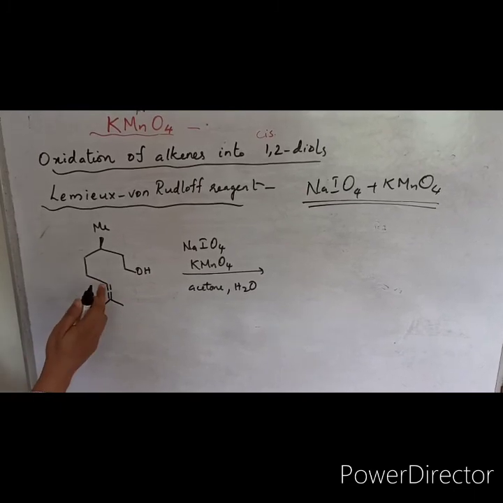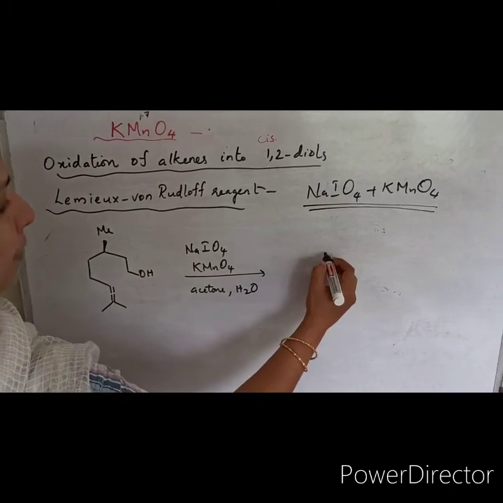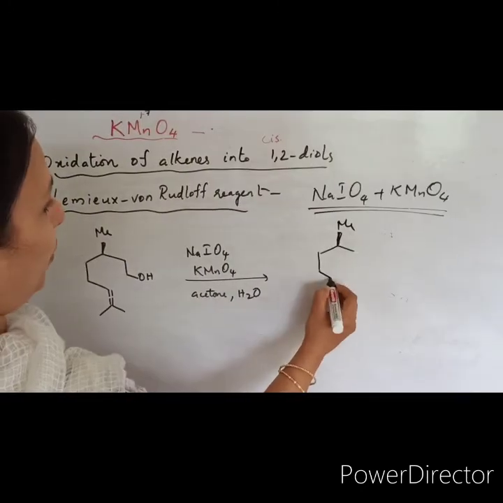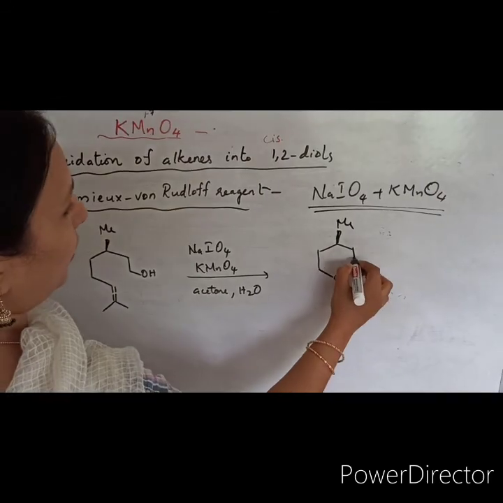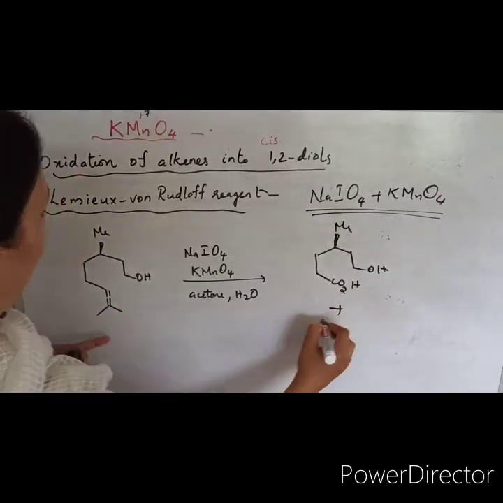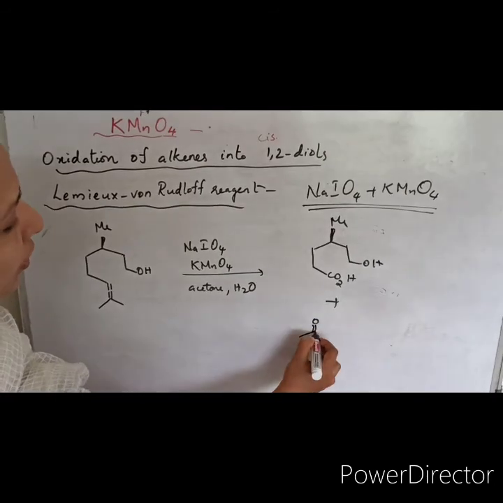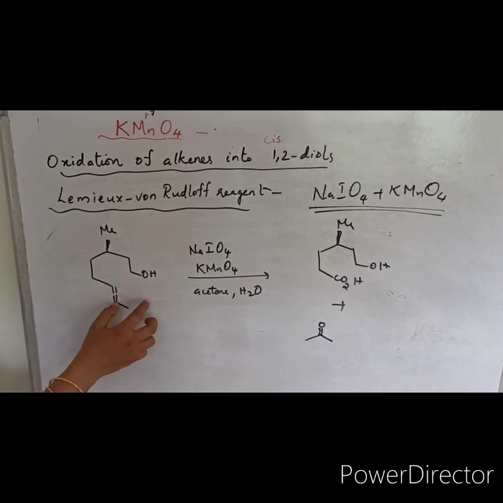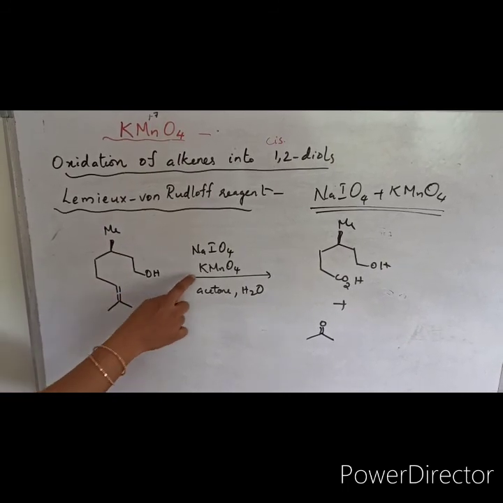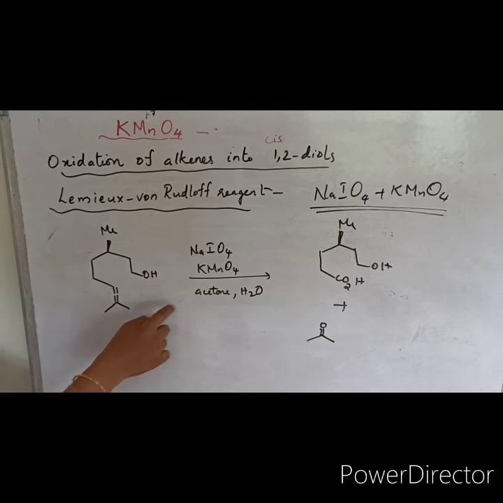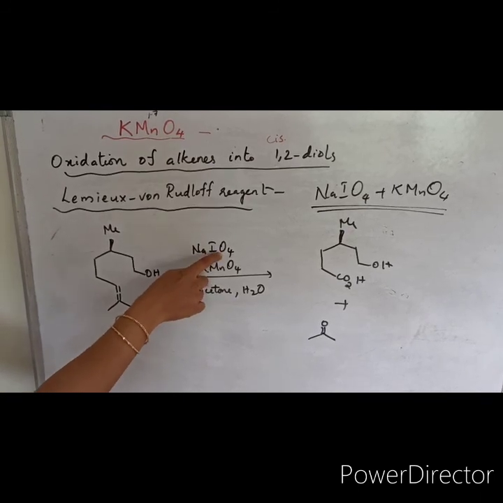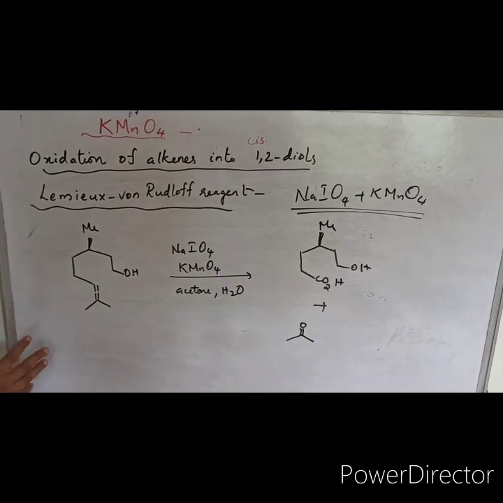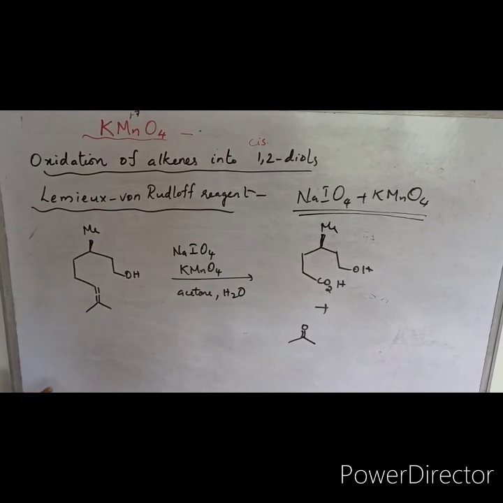So this will be one carbon, like ozonolysis. The end carbon will be oxidized to CO2H without affecting the OH group. The other one will be oxidized to a ketone, like ozonolysis. So that is the importance of the Lemieux reagent. You have to remember this one. With alkenes, if you are seeing KMnO4 along with sodium periodate, you should not write 1,2-diol. So this is the role of the Lemieux reagent, oxidative cleavage of the double bond. So that's all about KMnO4.